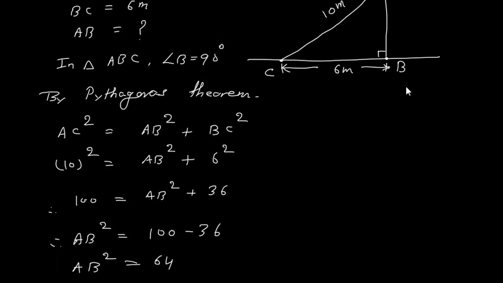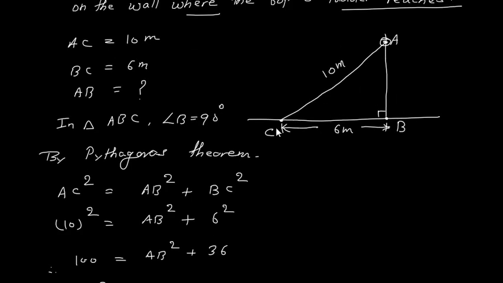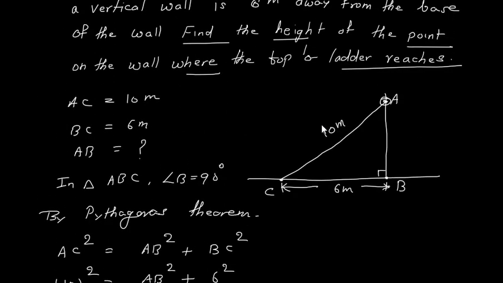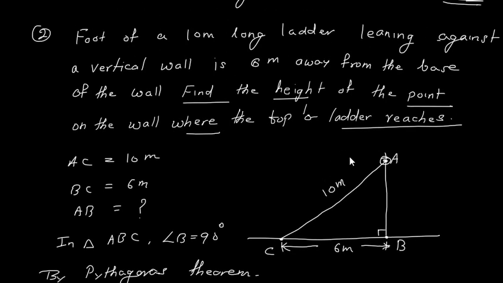Square root of 64 is 8. Now as this hypotenuse is 10 meter, this BC is 6 meter. So this AB will also be in meter. So it is 8 meter. So as a theoretical question, we will write the answer theoretically.